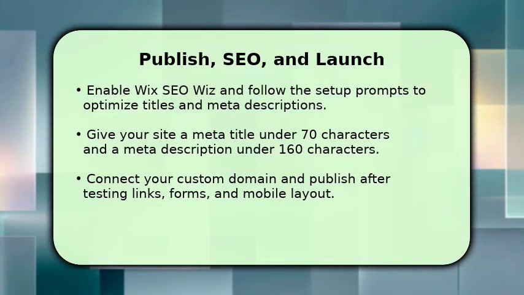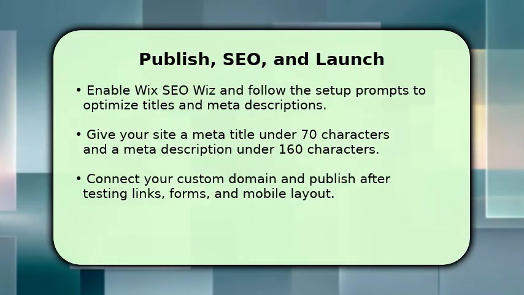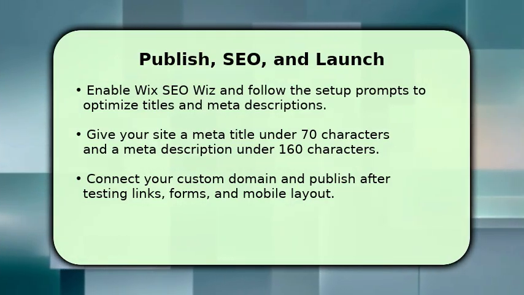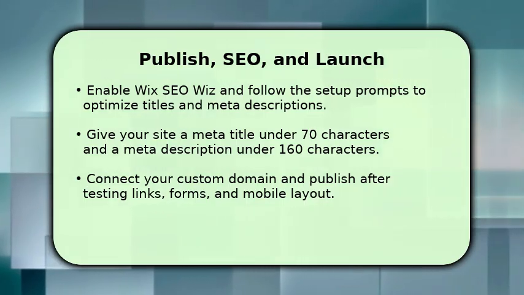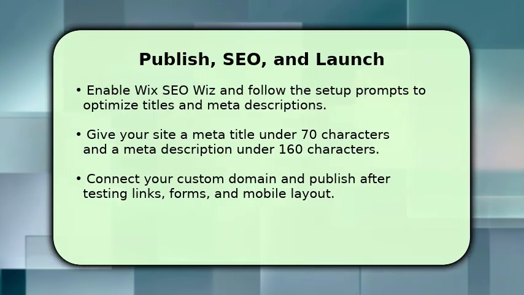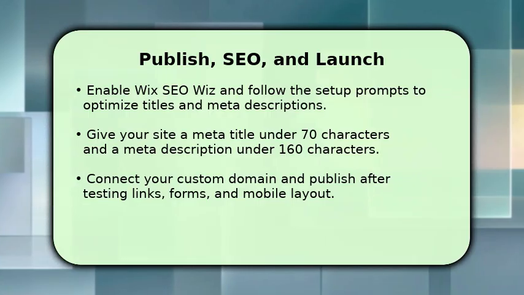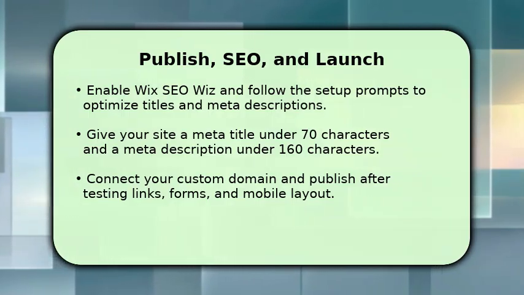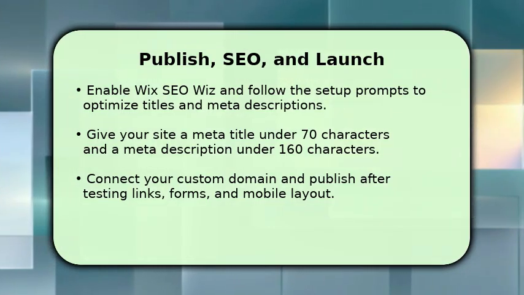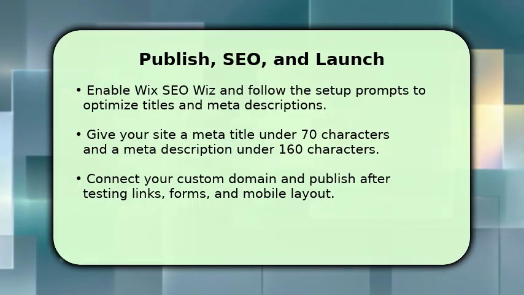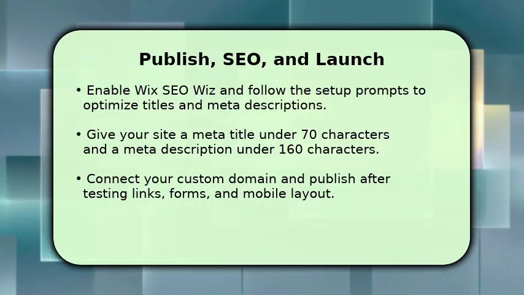Before publishing, run Wix SEO Wiz and enable site optimization. Enable Wix SEO Wiz and follow the setup prompts to optimize titles and meta descriptions for search. Enter a clear meta title under 70 characters and a meta description under 160 characters, and add alt text to images for accessibility. Test every link, form, and payment flow, preview on mobile, and set up analytics.